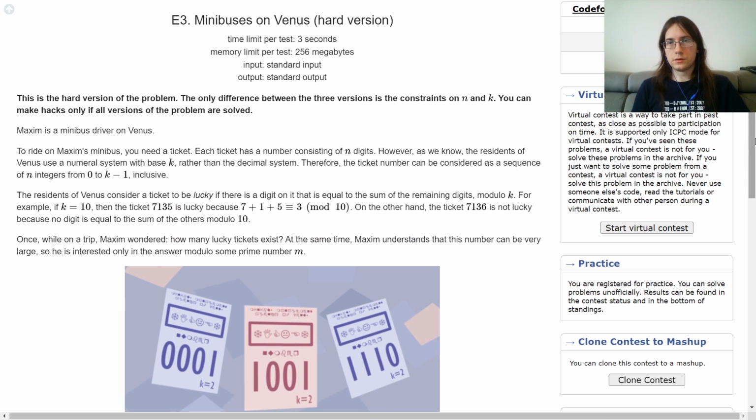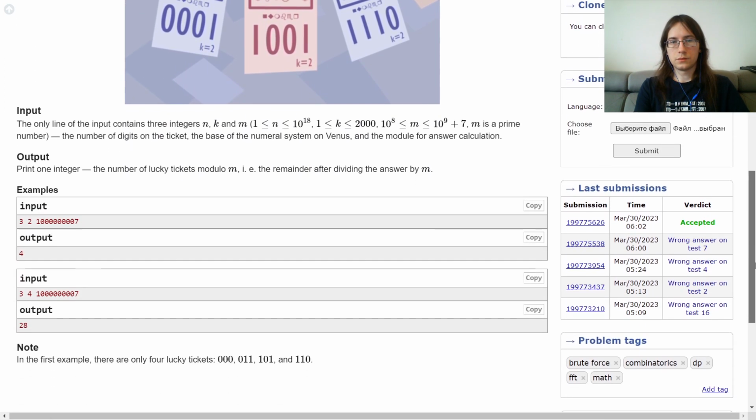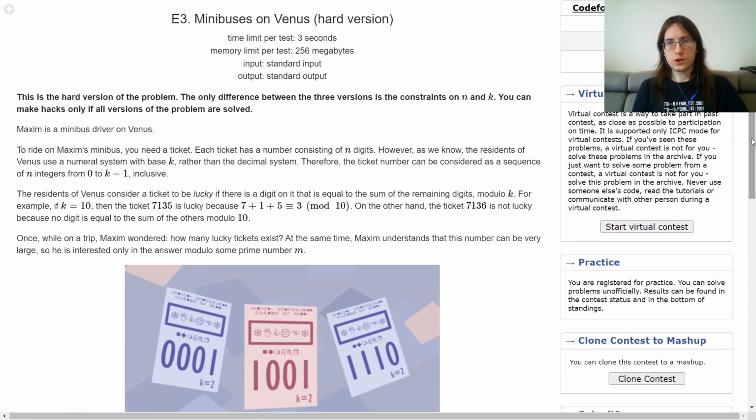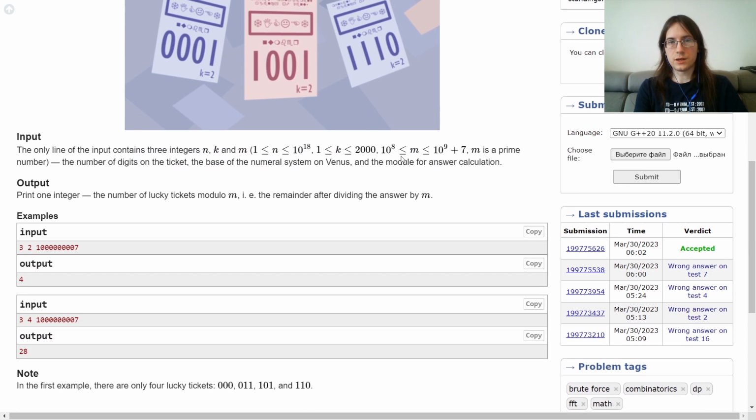Now for problem E. You can read it now or listen to my explanation. In my explanation, you are given three integer numbers, n, k, and m. You have to find the number of arrays of length n with values from 0 to k minus 1, such that one of its values is equal to the sum of all other values modulo k. So in this problem, we work with modulo k arithmetic. Each value is a remainder modulo k, and one of the remainders must be equal to the sum of all other remainders in the array. You need to find the number of such arrays of length n modulo m, where m is just some large prime number given in the input.